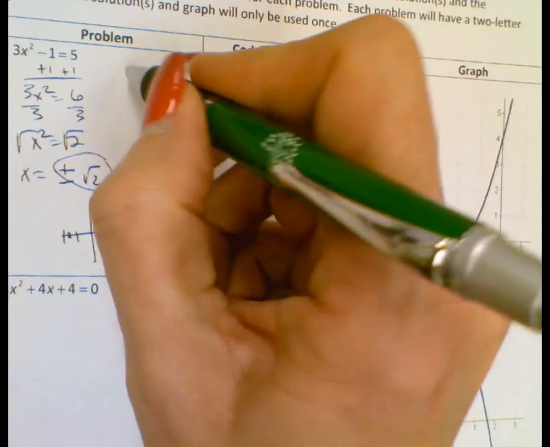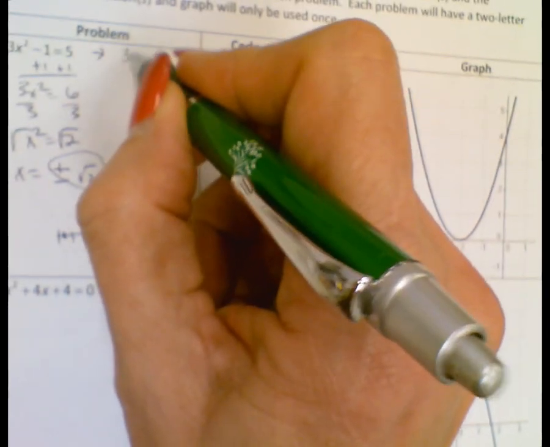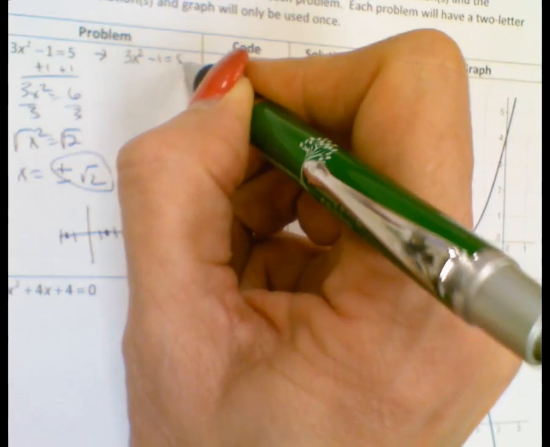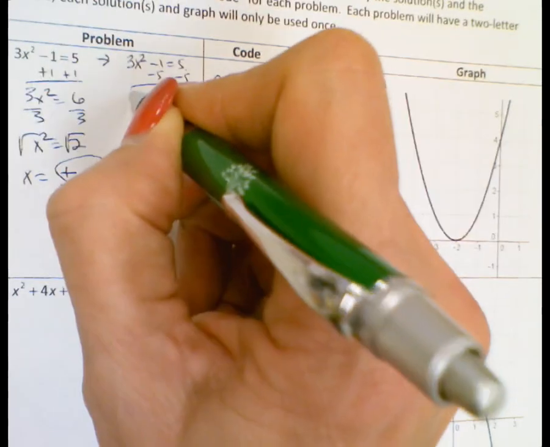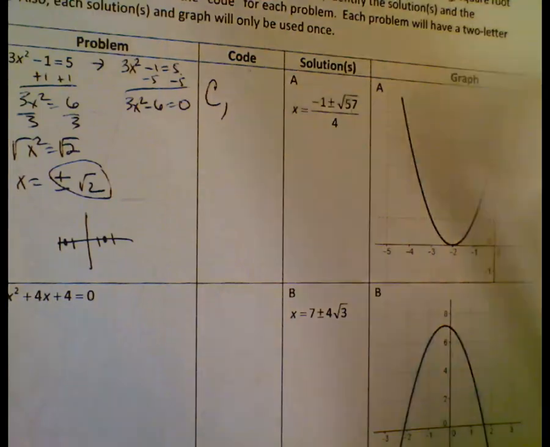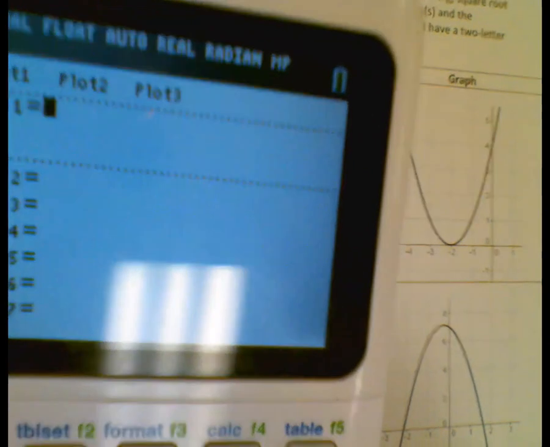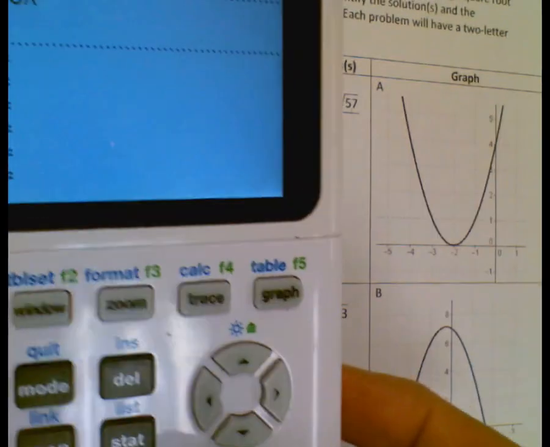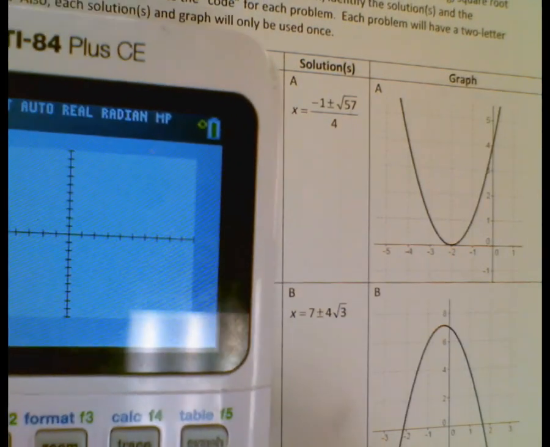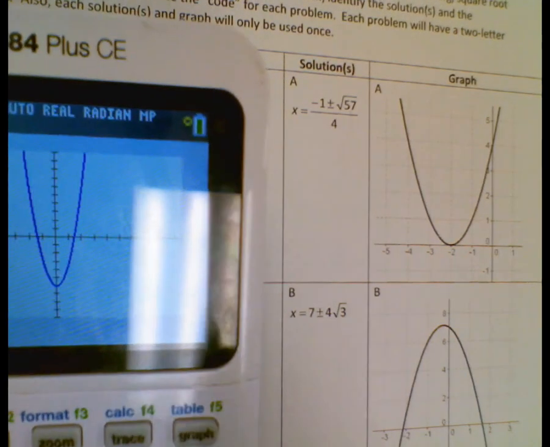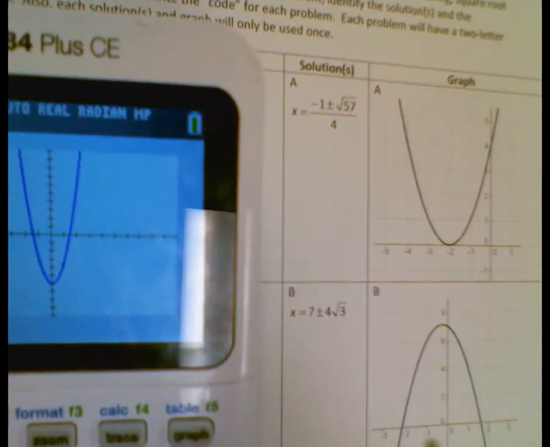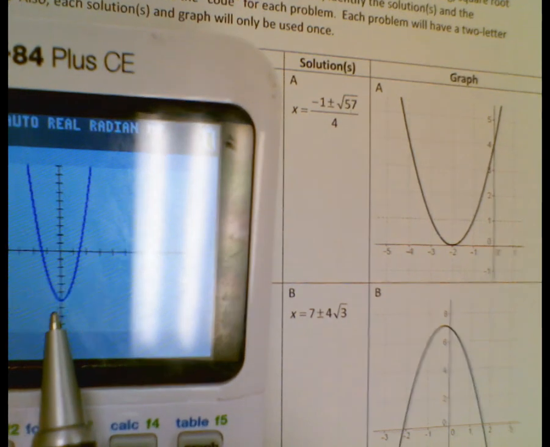Okay, but if you wanted to go up here to the original, you can let this right side equal 0, subtract 5 to the side, and punch it in your calculator. 3x squared minus 6. So I can go to y equals and type in 3x squared minus 6 and press graph. It's a 10 by 10 screen. And you can kind of see that it's hitting 1.4 and negative 1.4. It also looks like it's going down to about negative 6.